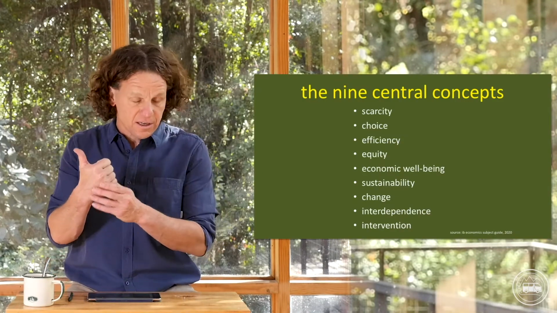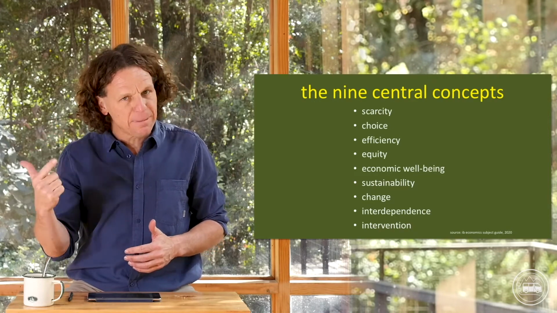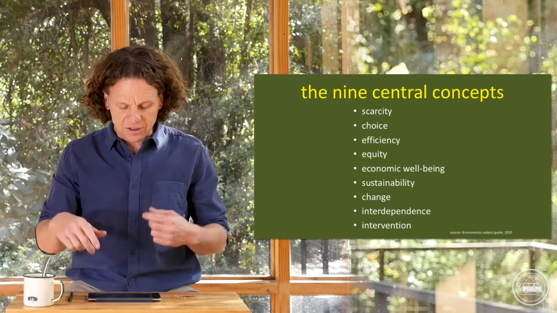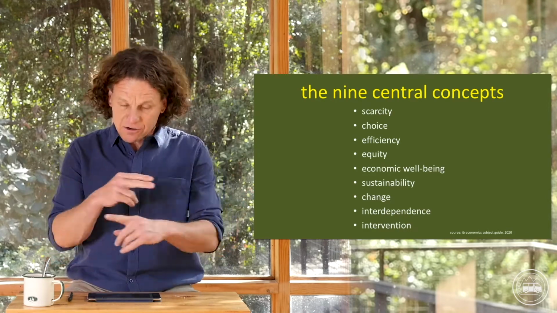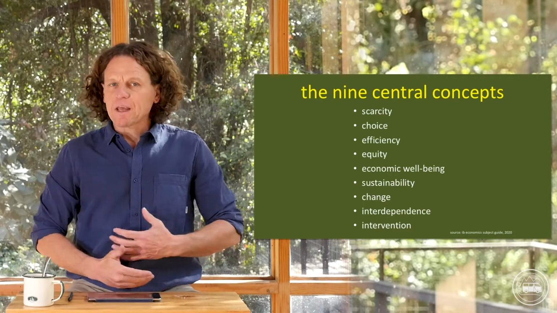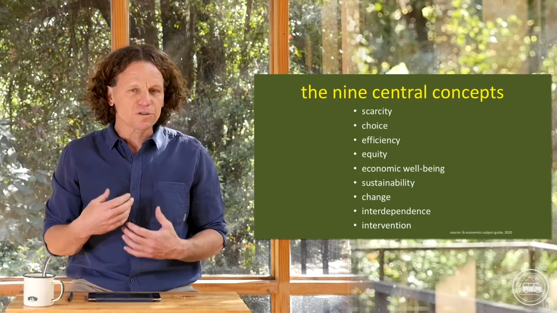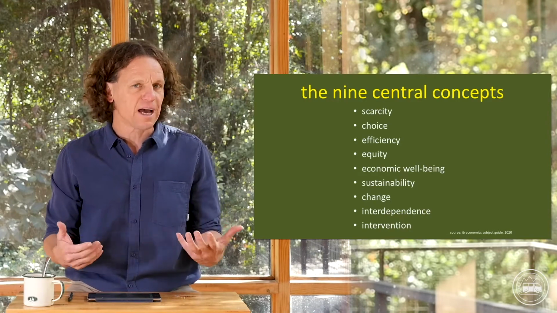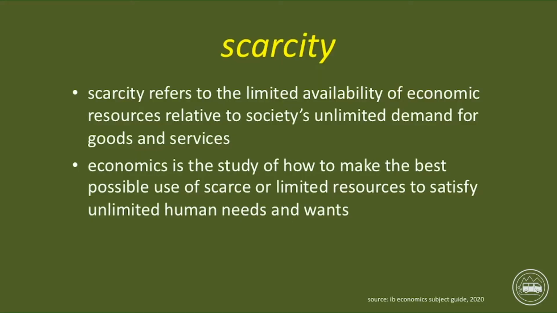They are scarcity, choice, efficiency, equity, economic well-being, sustainability, change, interdependence, and intervention, okay? Now we're going to go through each one of those. Again, I just want to share with you what they mean, and this comes to us right from the IB. I took this right from the IB economics syllabus put out by the IB. So this is as sound of information as we could possibly get. Okay, first one, here we go.